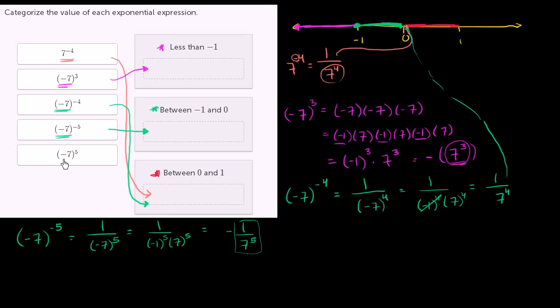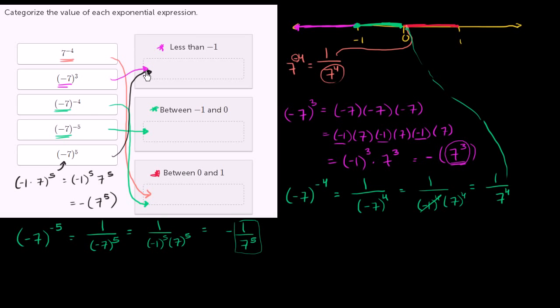And then finally, negative 7 to the 5th power. Well, that's just going to be this. Once again, you could view that as negative 1 times 7 to the 5th power, which is the same thing as negative 1 to the 5th times 7 to the 5th, which is the same thing as negative 7 to the 5th. 7 to the 5th is a very large number, larger than 1. So the negative of that is going to be a very negative number. It's going to be less than negative 1 right over here.